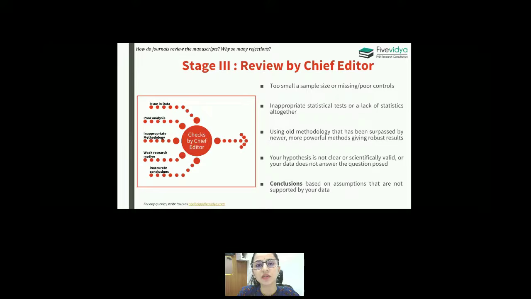Stage 3 is your review by the chief editor or the editor-in-chief. Here I would like to tell you that if your paper gets rejected at stage 3, you will get a clear picture of the missing elements of your paper, because a chief editor checks the data you are providing through your submission, whether the analysis done is apt or not, whether the methodology you are using is appropriate or not, the motive of your research is also taken care of, and the conclusions you are giving should be apt and related to the research you are taking.